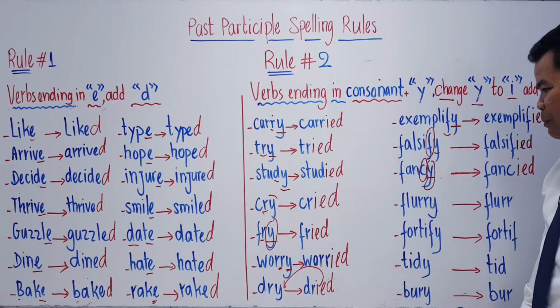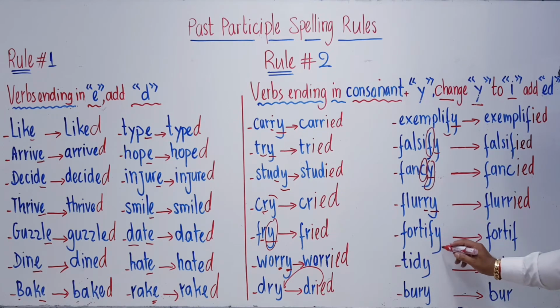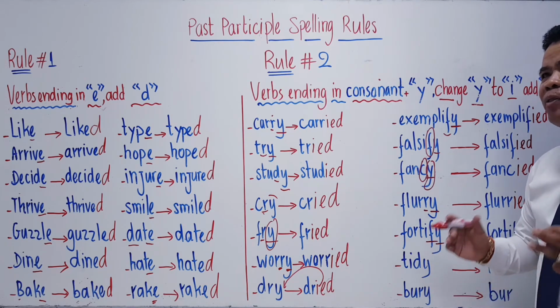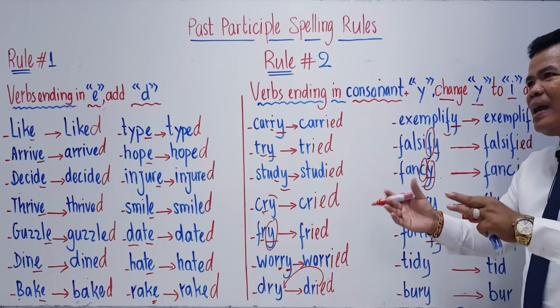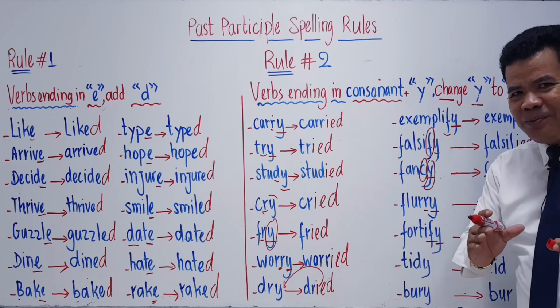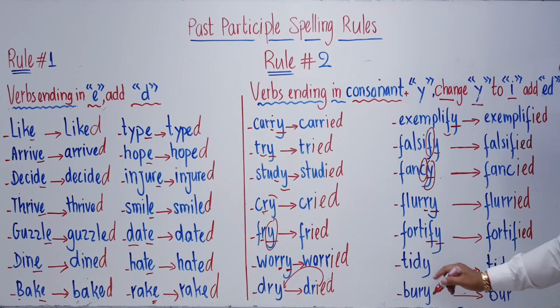Let's go to another example. Flurry. So flurry, Y at the end, and in front of Y we have R. Flurried. Y at the end, R is one of the consonants, rule number 2. Change letter Y to letter I, and then don't forget ED. Again and again. If you just listen to me again and again and take note, you don't need to study one more time. But anyway, try to study more and more if you still don't understand, right? Now let's go to another one.